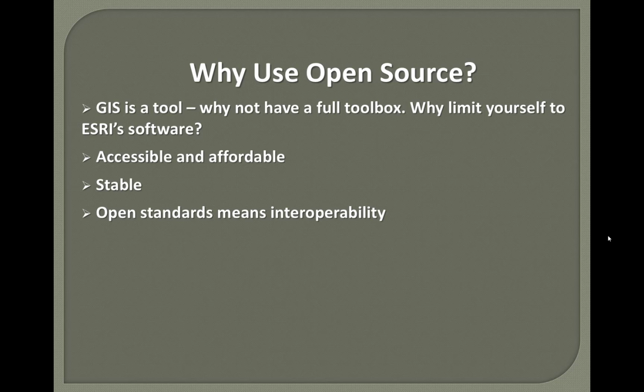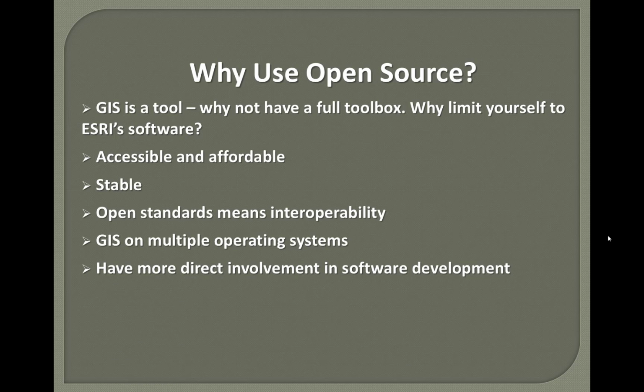So the more a software follows open standards, the more interoperable it's going to be. You can have GIS on multiple operating systems. For example, if you're a Mac user, most open source software will run on it natively, unlike Esri software.